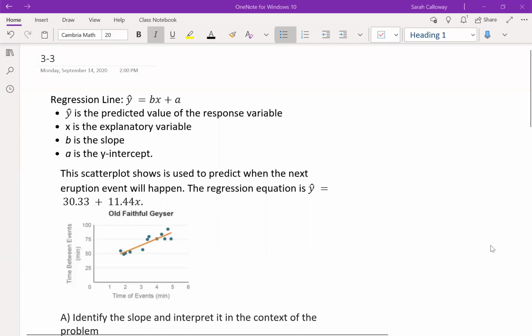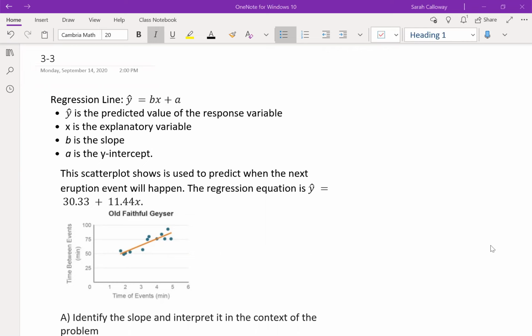Okay, so in this video, I'm going to go over section 3.3, which is making predictions from a least squares regression line. So what we're working with is technology output. We aren't actually finding these lines yet. We're working with a diagram or just output from someone finding the line using data.